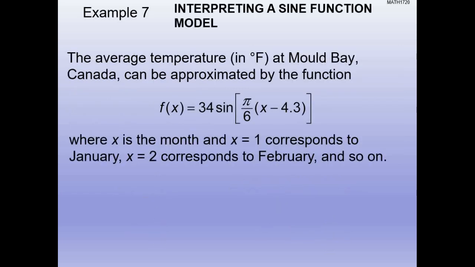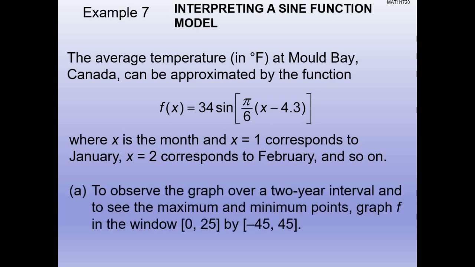And lastly, a real-world application problem, then we're almost done here. The average temperature in Fahrenheit at Mold Bay, Canada, way up north, can be approximated by this function: F of x equals 34 sine of pi over 6 times x minus 4.3, where x is the month. x equals 1 corresponds to January, 2 is February, 12 is December, all the way up. So we want to observe the graph over a 2-year interval and see what's going on here.